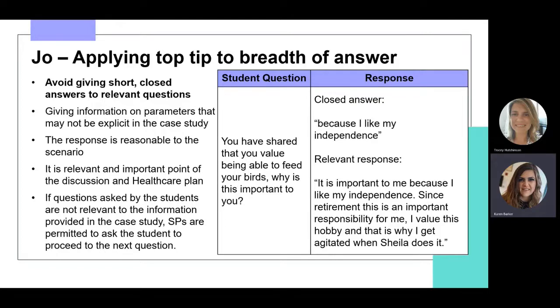An example of a closed answer would be, because I like my independence. A relevant response could be, it's important to me because I like my independence. Since retirement, this is an important responsibility for me. I value this hobby, and that is why I get agitated when Sheila does it.